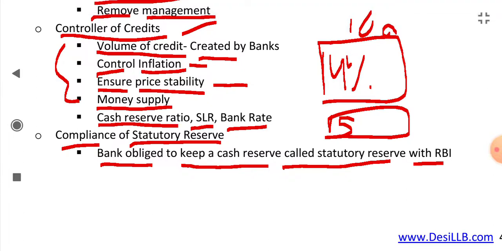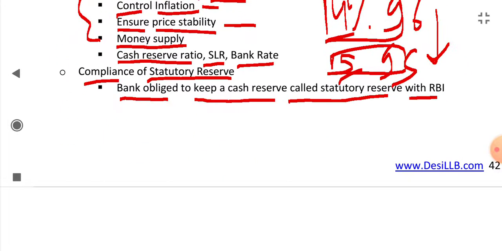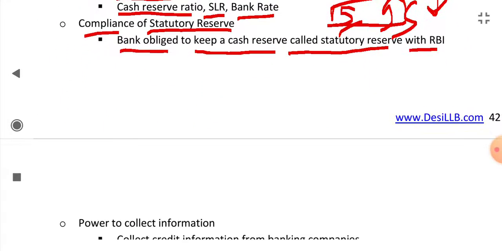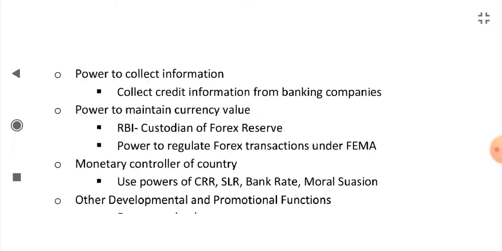First RBI was asking to keep only 4%, like 4 rupees. The banks were having 96 rupees with them. Now RBI is asking to keep 5 rupees. Then the banks will have only 95 rupees. Now it will have less money to lend. So there will be less money in the economy. Okay, so this is how it controls the credit supply and money supply in the economy.